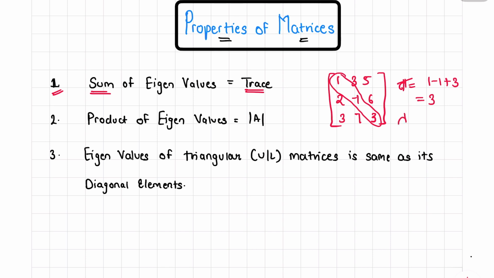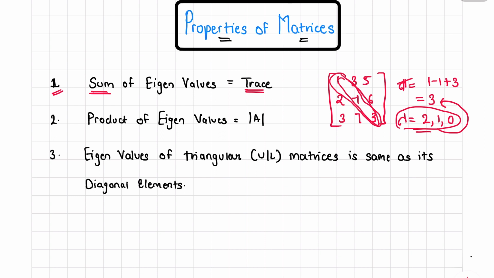And if we get the eigenvalues as 2, 1 and 0, and you calculate the sum of these eigenvalues, you will get it equal to its trace. So this is the first property, that the sum of eigenvalues is equal to its trace.